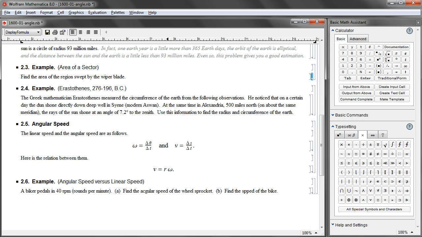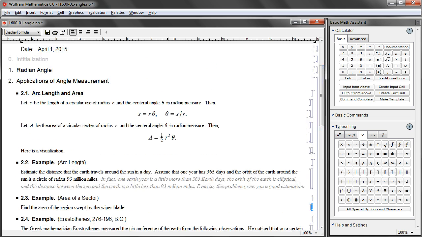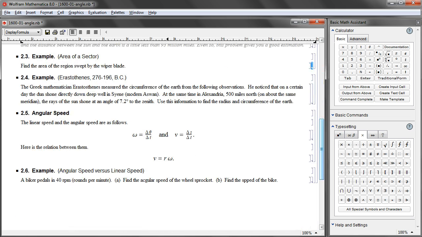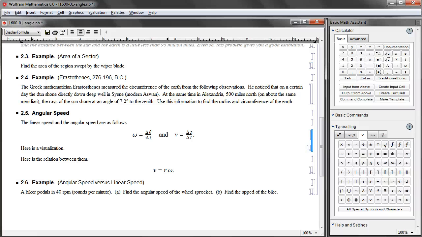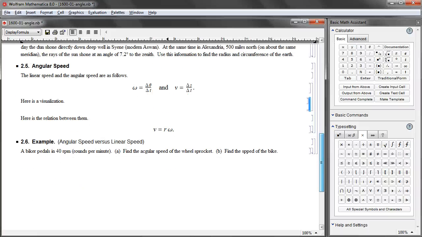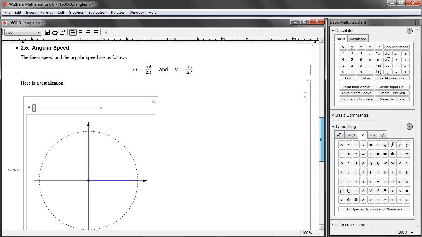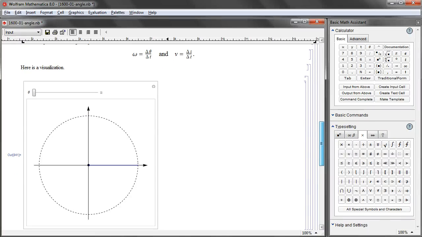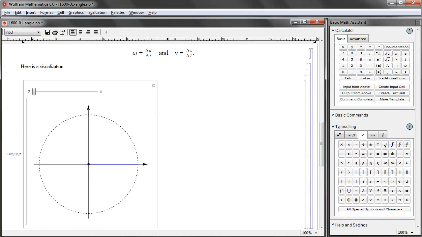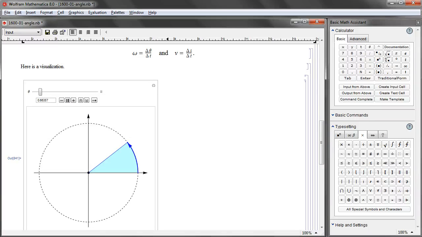Okay, we went through a couple of exercises. Now let's resume our discussion, and this time let's discuss angular speed. Our textbook also has angular speed problem, but it doesn't come with an animation, so let's stick to the notebook I created. And this is a visualization of a circular motion with the same speed. And we are looking at actually two types of speed here, two types of rate of change.